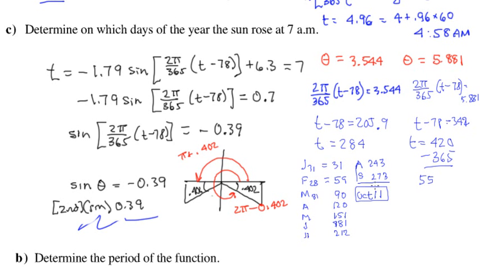Which day is that? Well, let's see. If February 28th is day 59, then back up a day. Day 58 is the 27th. Day 57 is the 26th. Day 56 is the 25th. And day 55 should be February 24th. So, just going into winter, we get a day where the sunrise is 7 o'clock, and then just coming out of winter, we get another one. October 11th and February 24th.